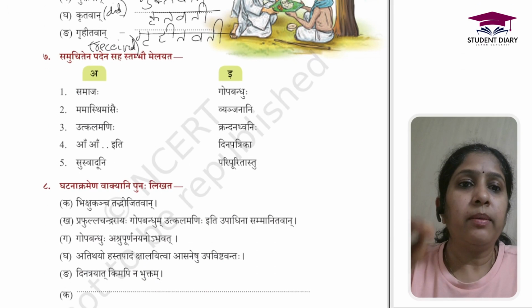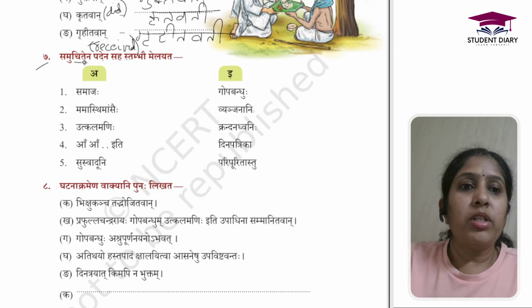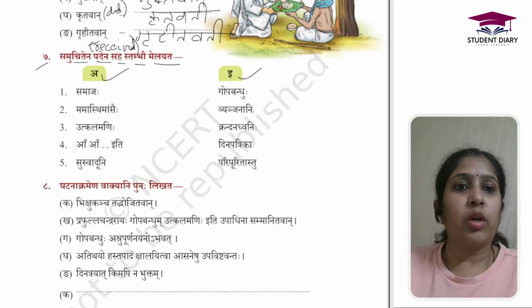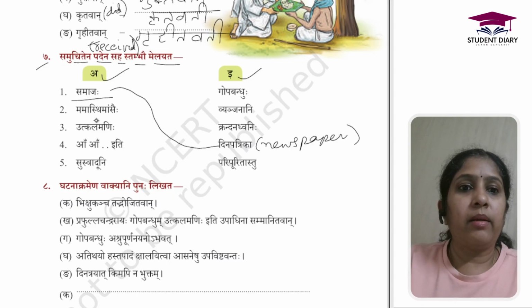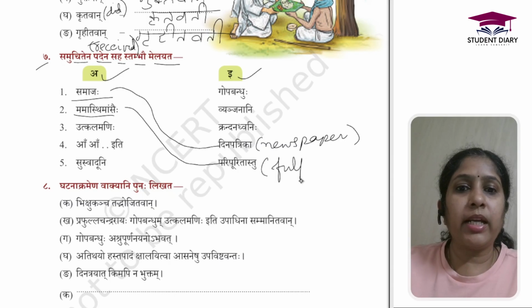Let's go for the next one. Samuchitein padin sah stambhav meliyat. Stambhav means the columns, like you have two columns, A and E, you have to join them. Right, let's see. Samajah. So what was Samajah? It was the newspaper, right? Din Patrika, newspaper, correct? Then Mam Asti Masai means with my bones and flesh, Paripuri Tahatu, fulfill, right?